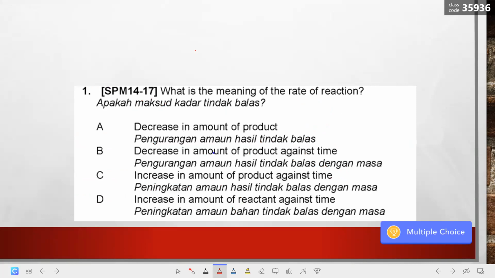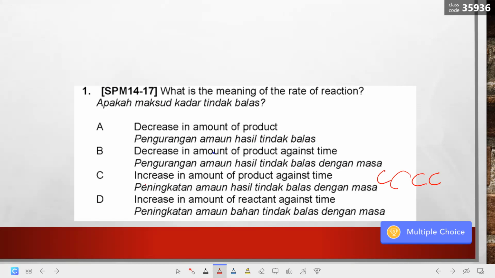SPM 2014. What is the meaning of rate of reaction? C. Okay, Durga says C. Yes? C also, Chair. Okay. C also. Kisha? Yeah, I think I'll go with C also. Okay. Bhavi? Me also, C. Okay. All right.